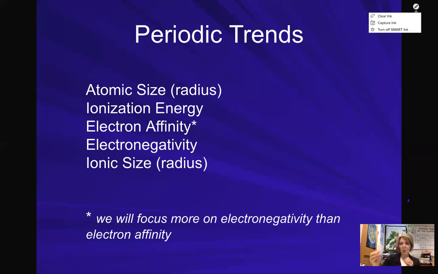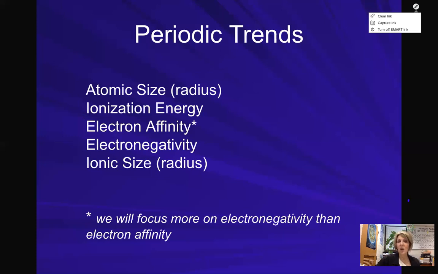Electron affinity is the pull an atom has on its own electrons. That's minorly important, but what we're going to focus on is the next concept, electronegativity. Electronegativity means the pull one atom has on another atom's outer electrons. So I'll say that again: electronegativity is the pull one atom has on another atom's outer electrons. And that's very important in chemistry, and we're going to see a pattern for that.